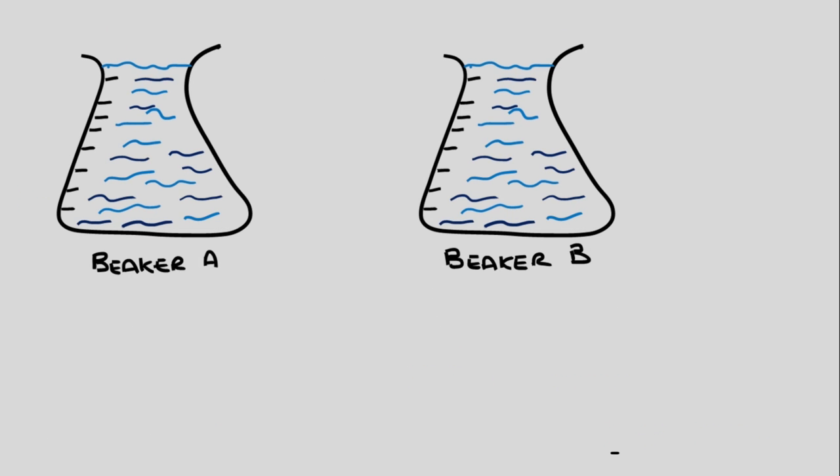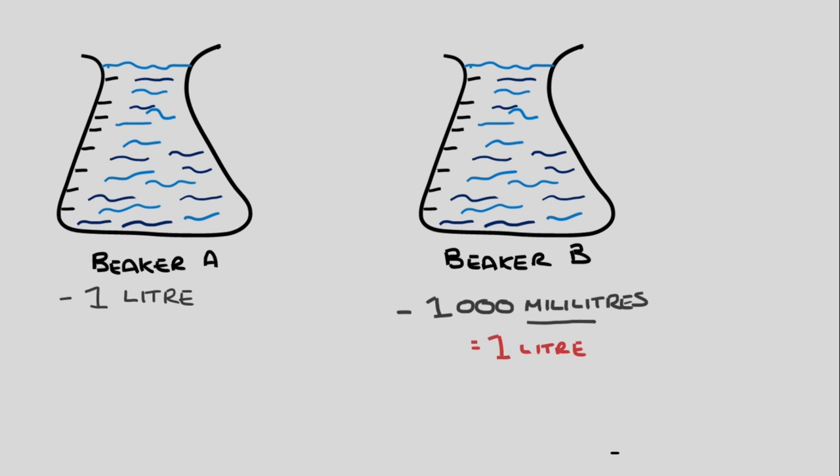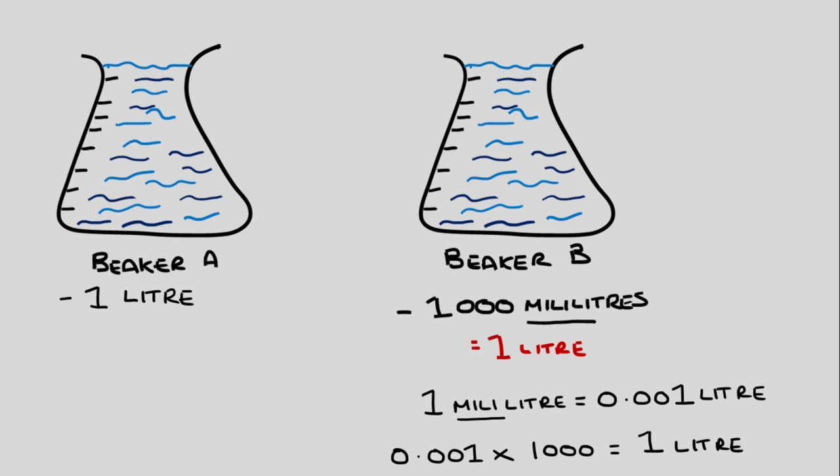To try and help visualize this, I have two identical beakers. Beaker A has 1 litre of fluid in it. Beaker B still has 1 litre of fluid, but it's made up of 1,000 millilitres. Remember from our prefixes that a milli of any unit of measurement is 1,000th of something. So in Beaker B we have 1,000 millilitres, which makes up our litre. So in other words, 1 millilitre is 1,000th of a litre. So if we times 1 millilitre by 1,000, we would get back to our original figure of 1 litre.